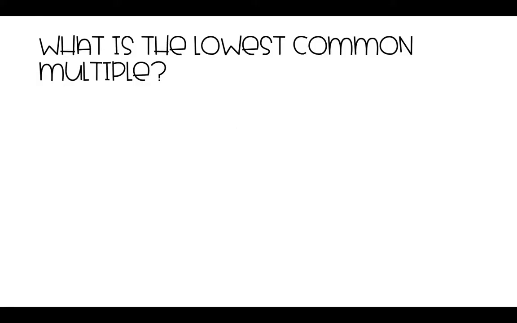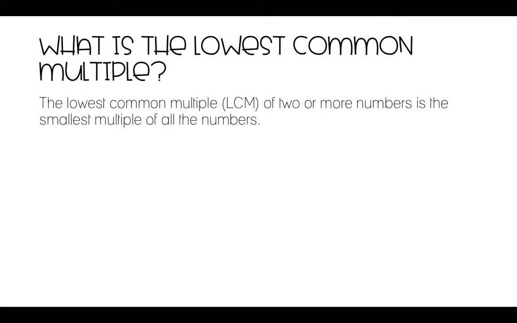So first let's just talk about what is the lowest common multiple. Well, the lowest common multiple, or LCM, of two or more numbers is the smallest multiple of all the numbers. Okay, so it's the smallest number that we can get with each of the numbers when multiplied. So let's look at the lowest common multiple of 5 and 3 using our little technique.